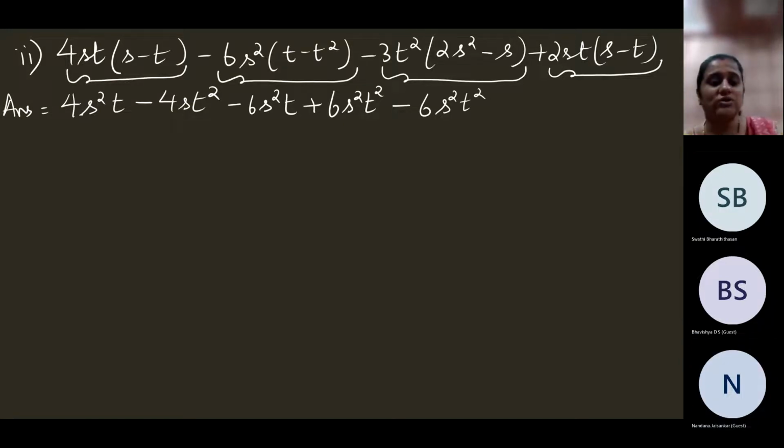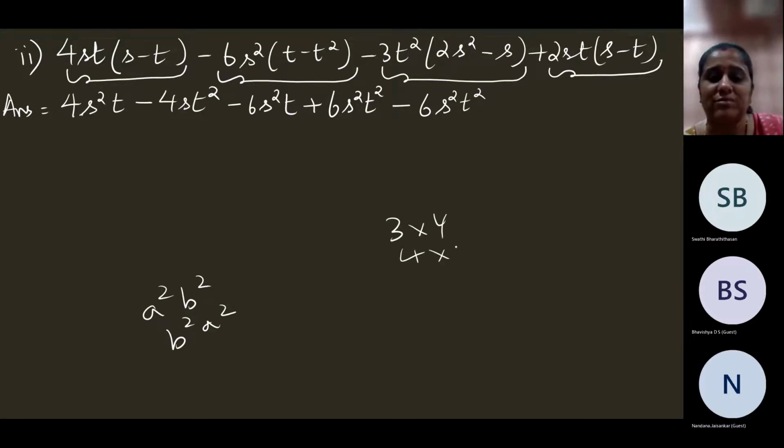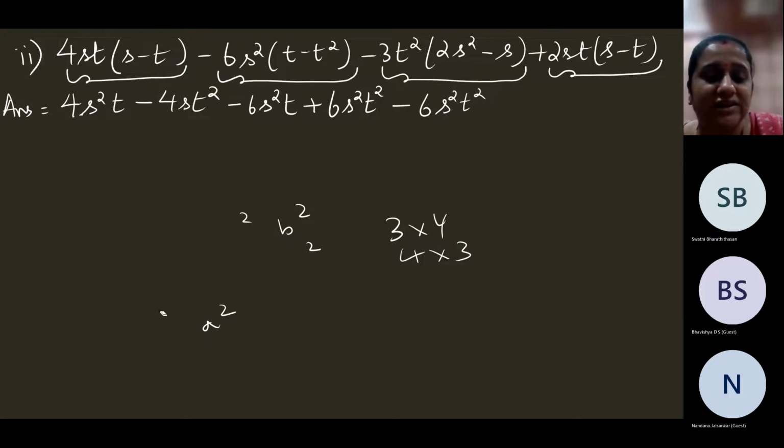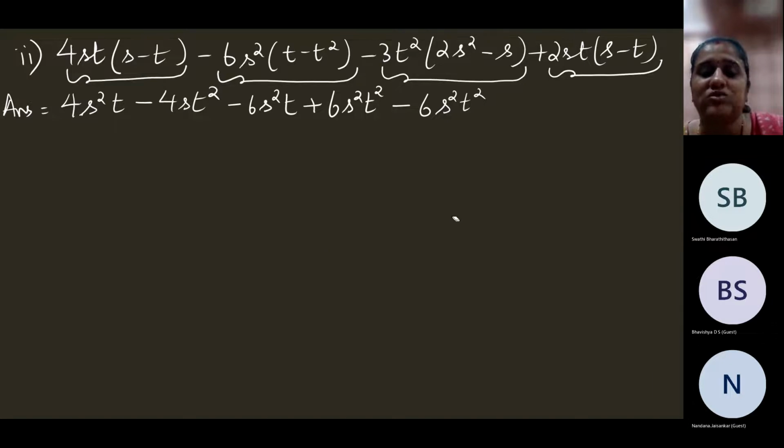I should tell you one thing at this point. a square b square and b square a square, are they the same? Yes, ma'am. You should ask yourself, 3 into 4 and 4 into 3, they are the same, right? Similarly, a square into b square and b square into a square, both are the same. So you can write 6s square t square, meaning 6t square s square, as s square t square.